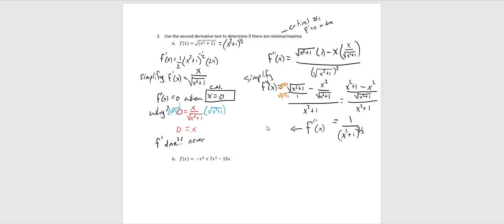And f double prime at 0 is positive. The second derivative, positive, means concave up, means we have a minimum. So we know there's a minimum at x equals 0, and the actual minimum itself is at 0, 1. So we know we have a relative minimum at 0, put it into the original one. So step 1, step 2, step 3, step 4 to come to our answer.